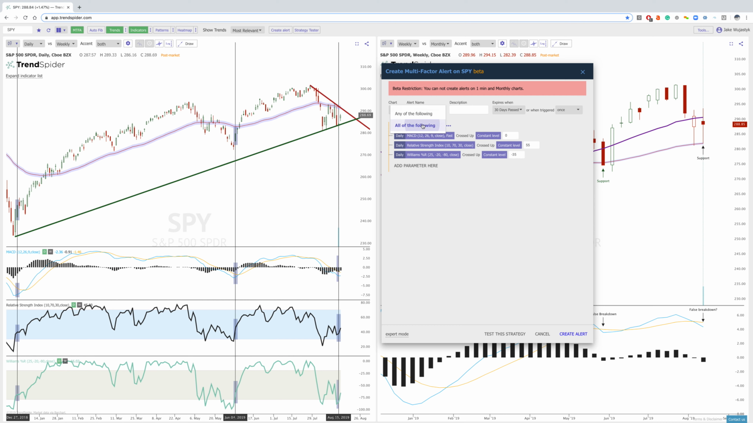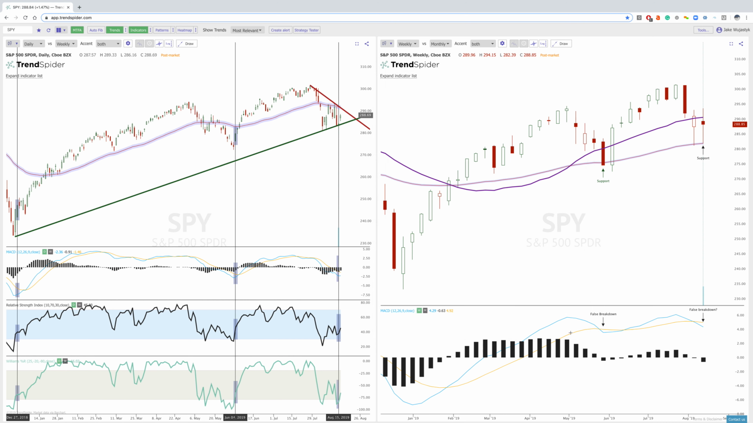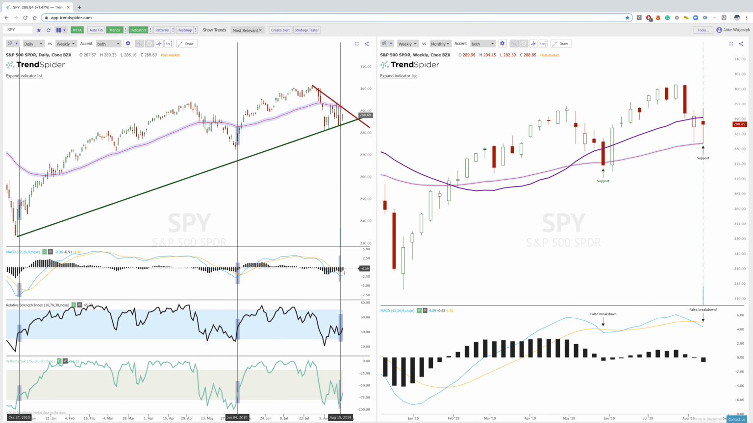So in this case, I want all of these to occur for me to really get the alert. Created alert here. Now I will be alerted next week if these criteria occur through SMS and email, and I'll know, okay, maybe it's time to start looking at the price action closer. So all in all, on the weekly, we're all set up for next week. On the daily, we're all set up for next week.